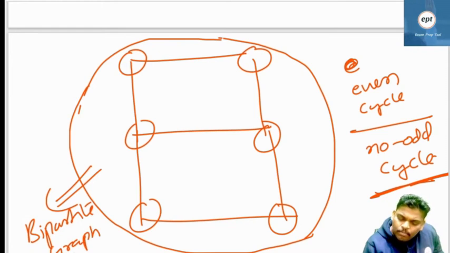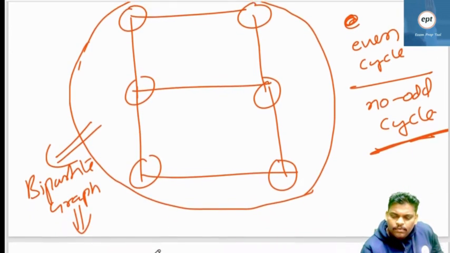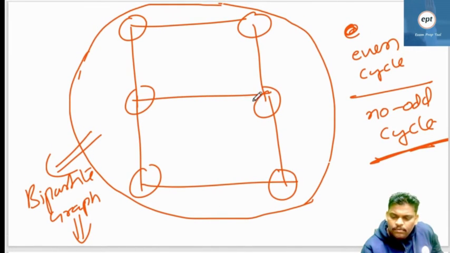Bipartite graph. What is the chromatic number? See this one. Someone is saying odd cycle. I am not asking degree. Cycle I am asking. Even cycle or odd cycle? No odd cycle means it is a bipartite graph.